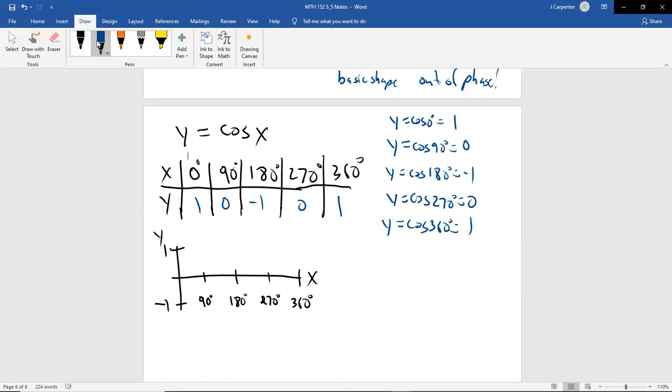So our points: 0 degrees has a height of 1, so it's here. 90 degrees has a height of 0. 180 degrees has a height of -1, it's down here. Then 0, and then +1 again.